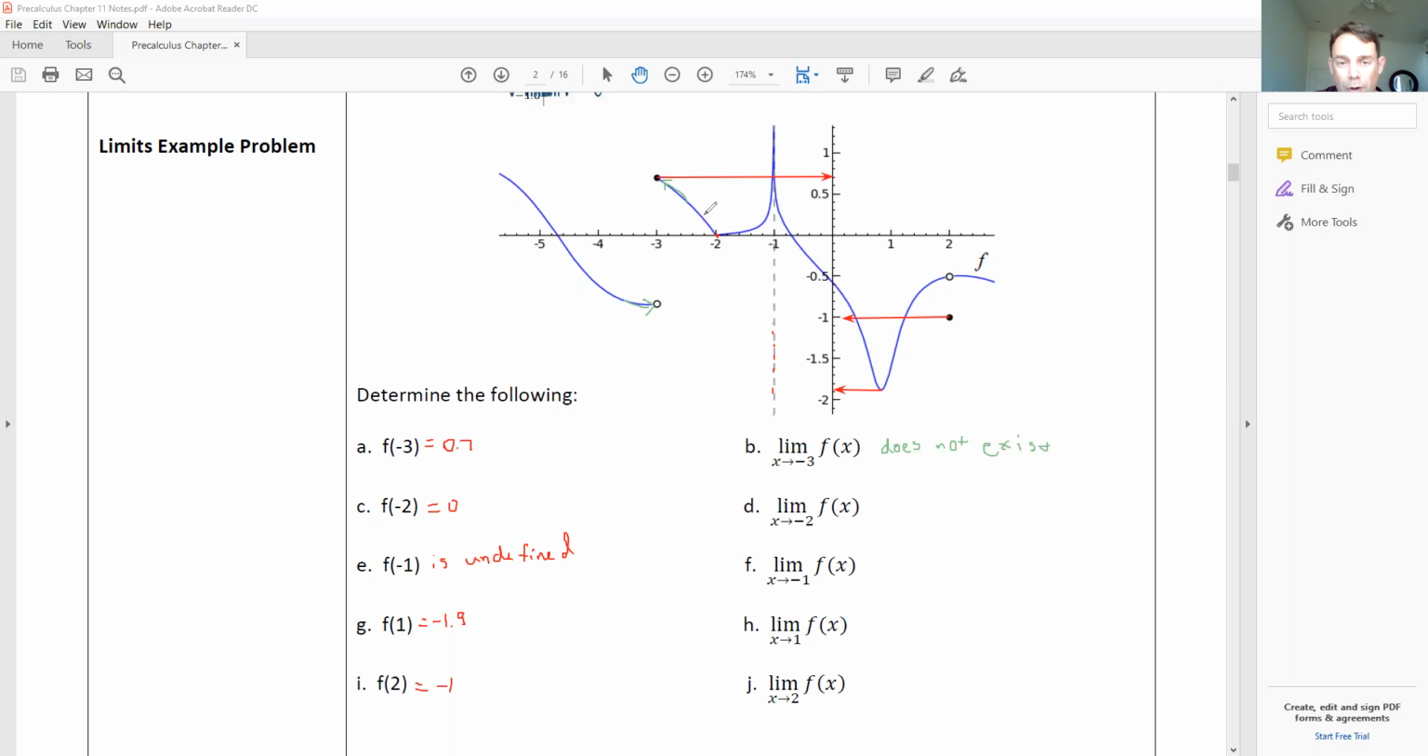At -2, I'm going into -2. From the left, I'm going into 0 from the left and going into 0 from the right. So therefore, since it goes to the same value, that means it equals 0. Notice again on that first one, we had a function value. It was defined, but the limit didn't exist.